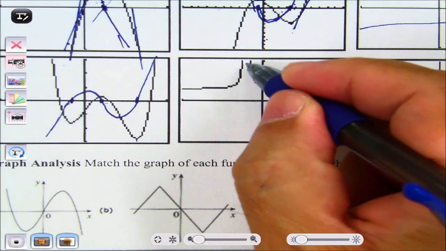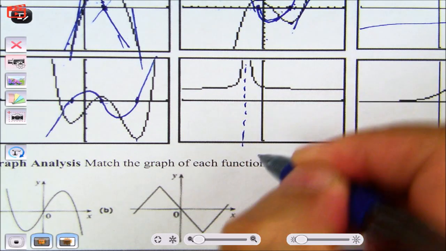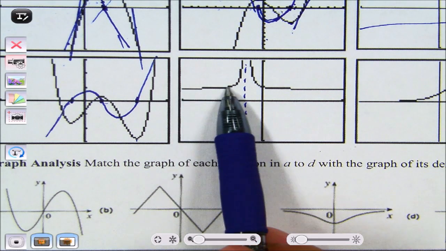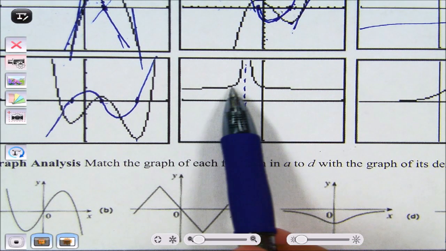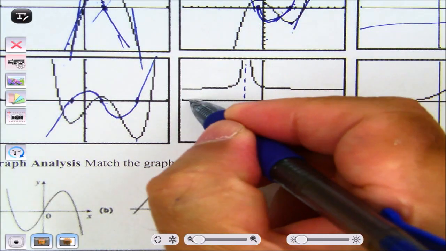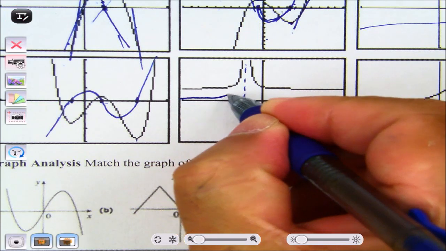You have a point of discontinuity. So the derivative is going to be not continuous there. What kind of slopes are these? Positive. Right? But it's almost flat. So this one's almost flat. And it's positive.